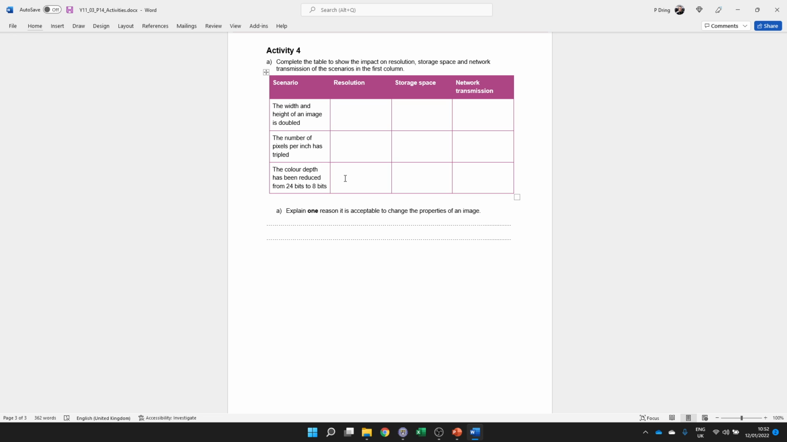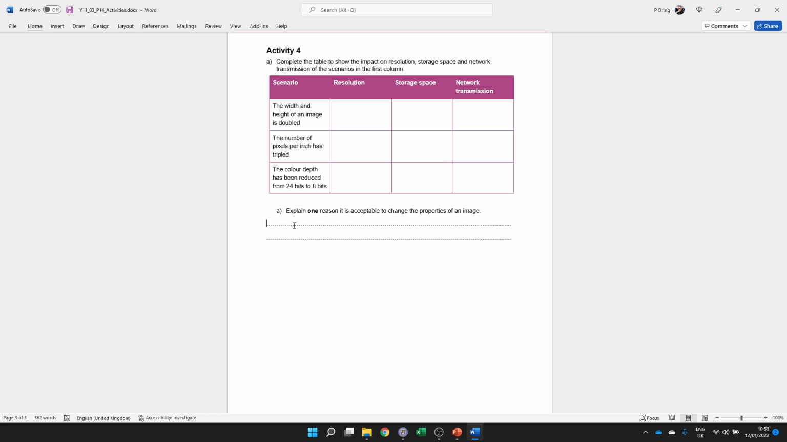Explain one reason why it's acceptable to change the properties of an image. Well, sometimes if you've got a really high quality image and you want to put it on the internet, it's going to take too long to download if it's really high quality, so you'll reduce the height and the width so that it takes up less space so it downloads faster. Or in iMedia, we talk a lot about exporting to 300 DPI, which means we need more pixels. So the storage space goes up. Download time also increases.